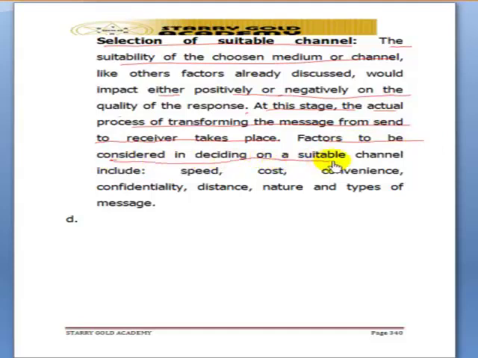What are the factors we consider in deciding on a suitable channel? You talk of the speed. There is any channel of communication you want to choose. Take for example, if you are writing to someone in America, or you want to speak with someone in America. In those days, we probably might need to wait for months until the person has to travel and come back.